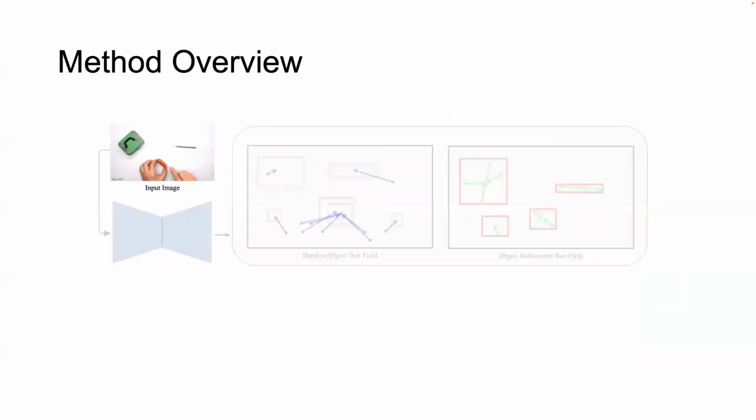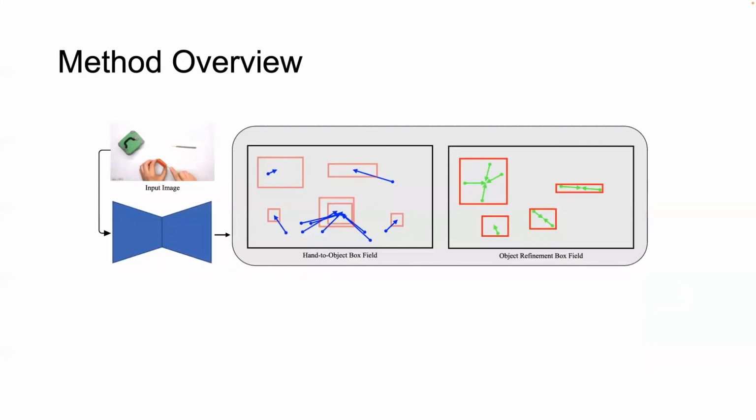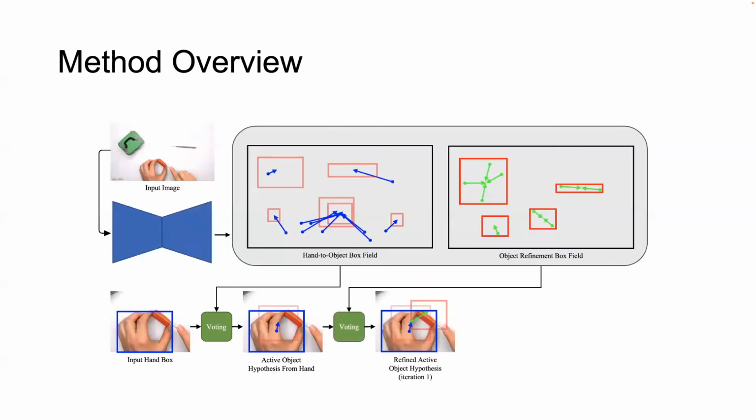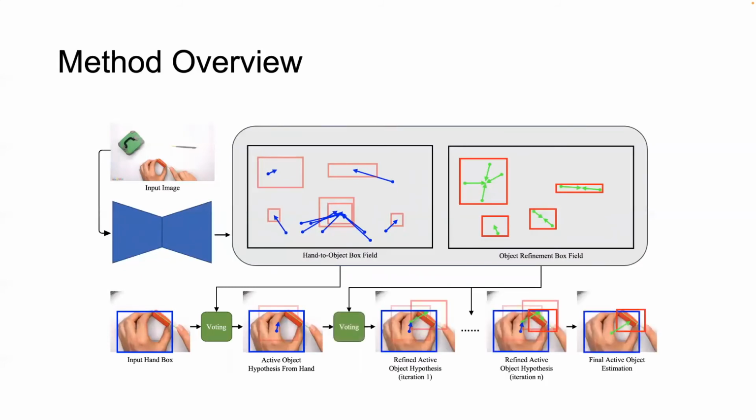As an overview, our method predicts hand-to-object and object-to-object relational box fields using an encoder-decoder style neural network. Similar to the idea of boosting, our method applies multiple rounds of voting function to progressively obtain a more accurate active object bounding box from the detected hand box.